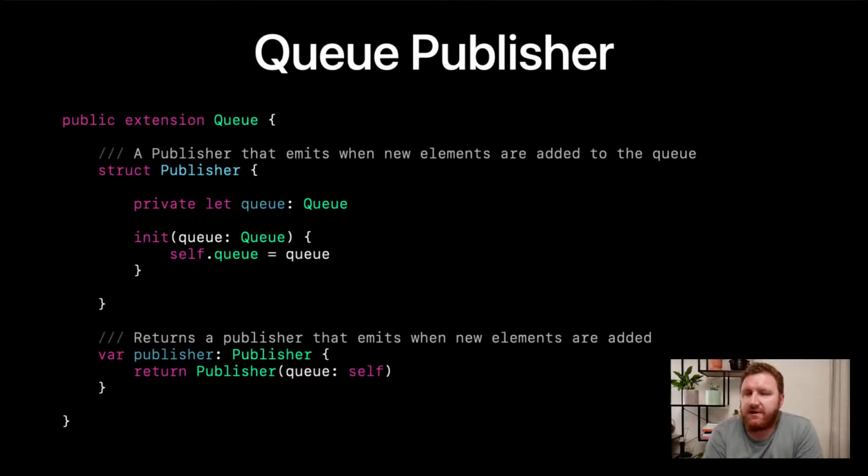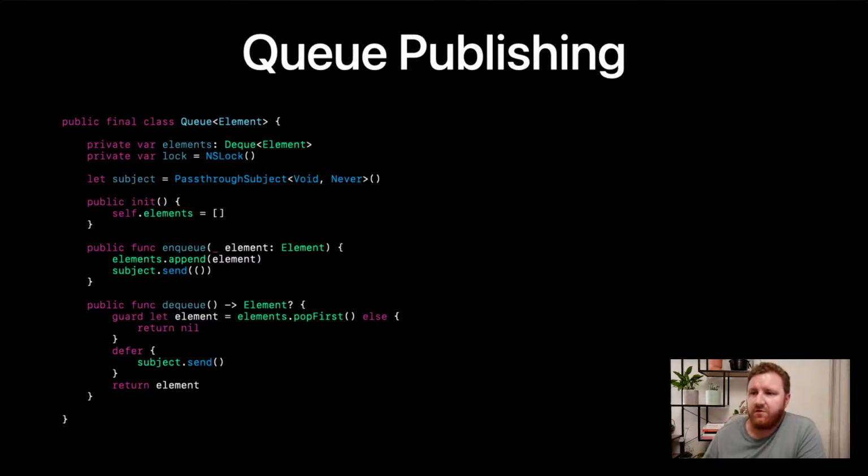So then we can create a custom publisher type. Now I like to keep my actual publisher implementation, so the implementation of the protocol, in an extension, so I can keep the type itself nice and clean. You can see here that our queue.publisher type struct is really simple. It just wraps that queue.